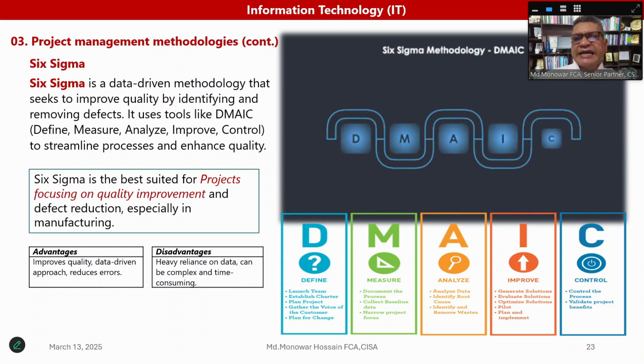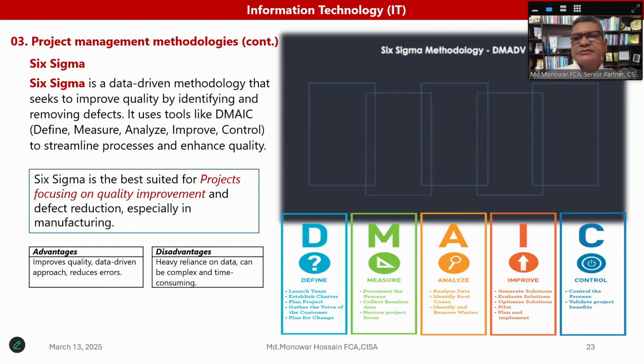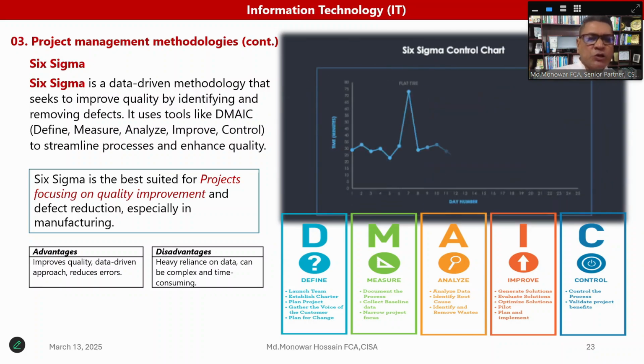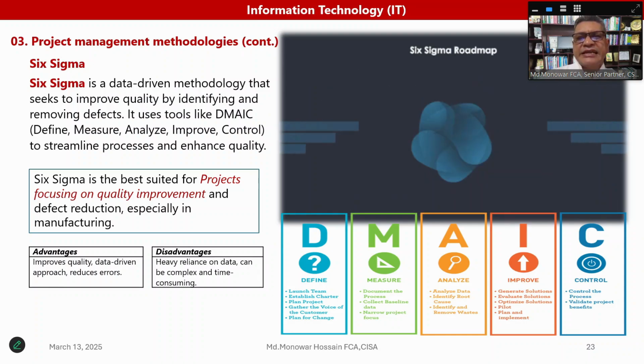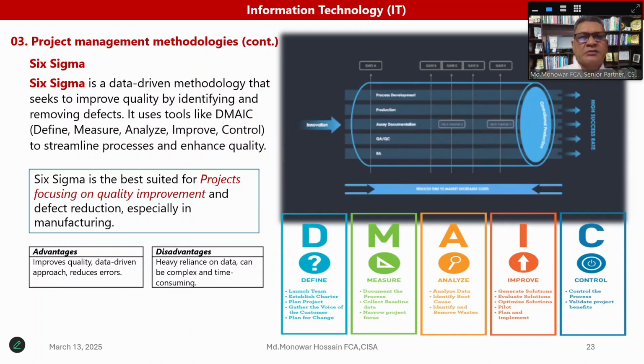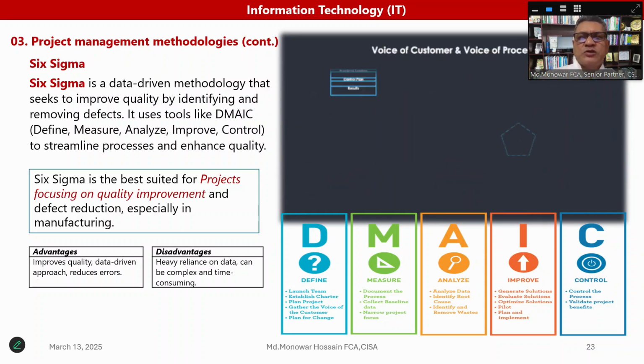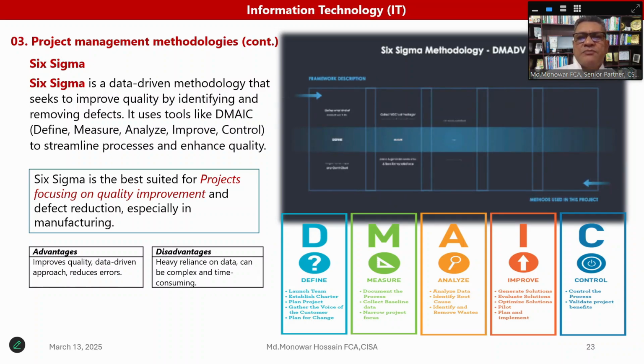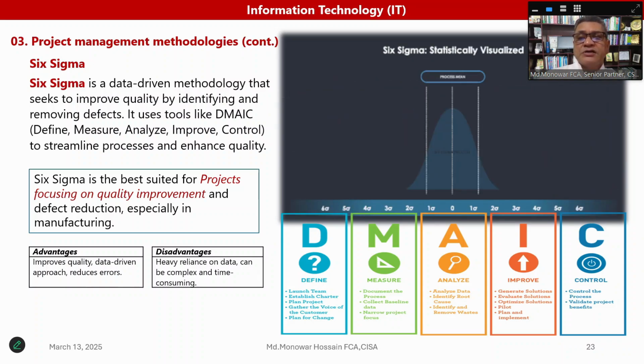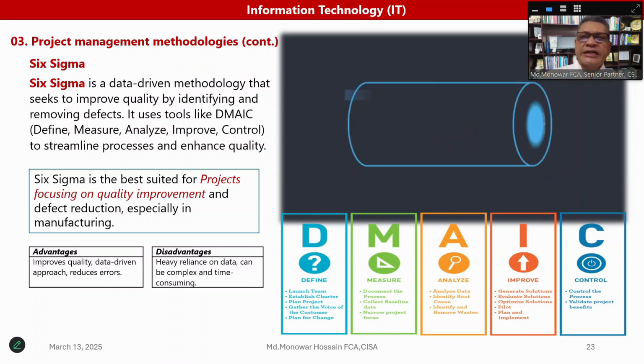The positive thing is that it improves the quality, is a data-driven approach, and reduces errors. But the negative is that it is heavily reliant on data. If there is a data mismatch or bad data, then the system cannot work or the output will not be proper. It can be complex and time consuming, because it cannot handle complex situations.